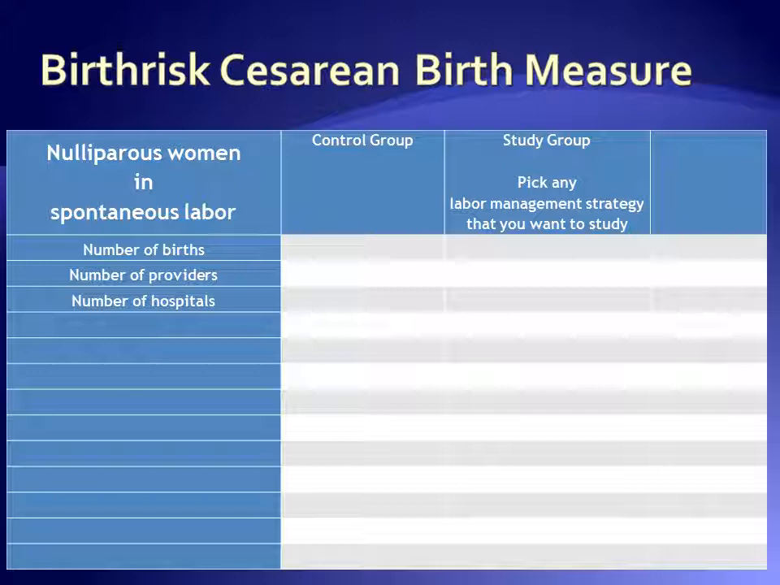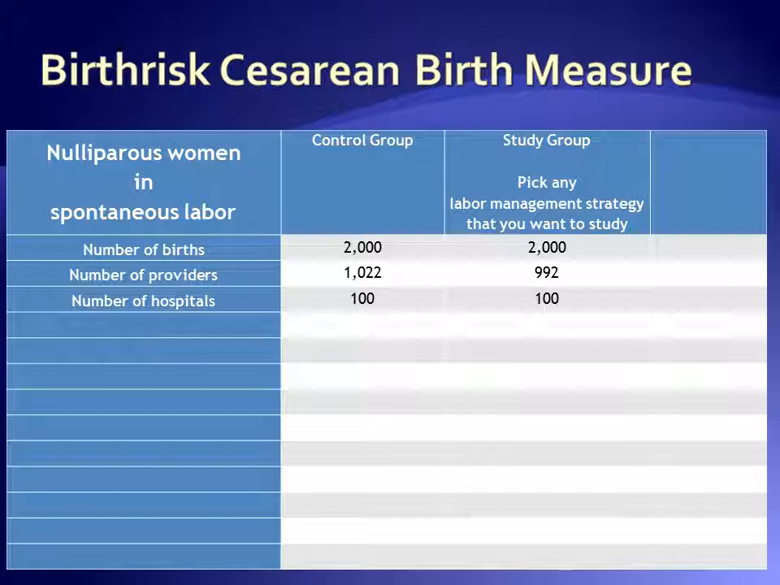If the cesarean birth rate was different between the two groups, then the labor management strategy was believed to affect the risk of cesarean birth. So I decided to do a study, and I started with two groups of women that contained 2,000 births in each group, and each group was represented by approximately 1,000 different obstetrical care providers working out of 100 hospitals. Note that all births were to nulliparous women in spontaneous labor.